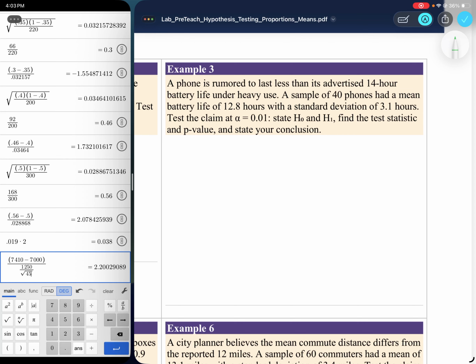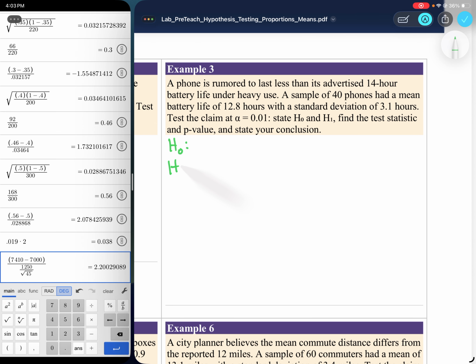Next example. A phone is rumored to last less than its advertised 14-hour battery life under heavy use. A sample of 40 phones has a mean battery life of 12.8 hours with a standard deviation of 3.1 hours. We're going to test this claim at the alpha of 0.01, a 1% level of significance. So let's build the test and test it.